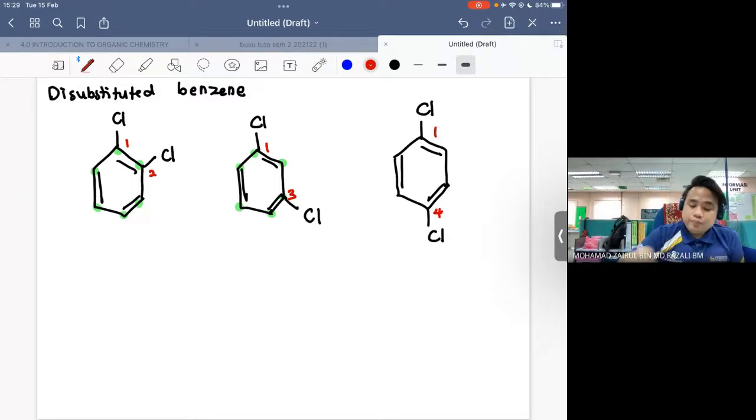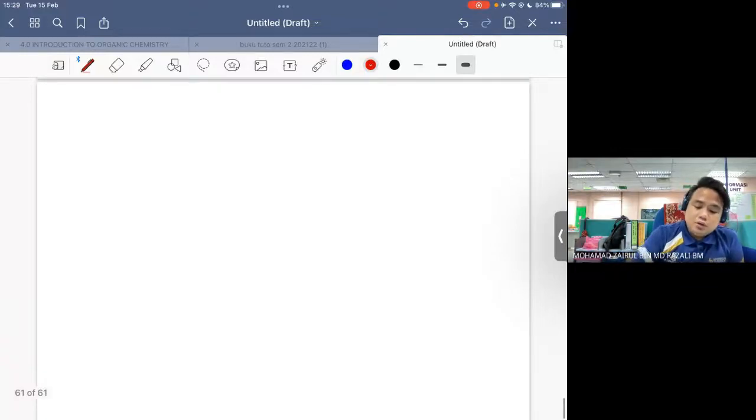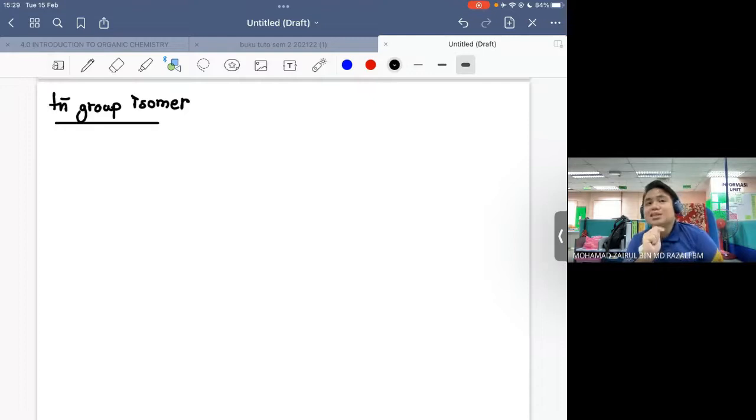Okay, next one, the last type of isomers is the functional group isomer. This is the last type. Functional group isomer ni, kalau awak perasan dalam notes, ada table. Dalam table tu je, compound dalam table tu je yang boleh undergo functional group isomer. Okay, so macam tadi, macam chain dan positional isomer, functional group tu kita tak ubah.